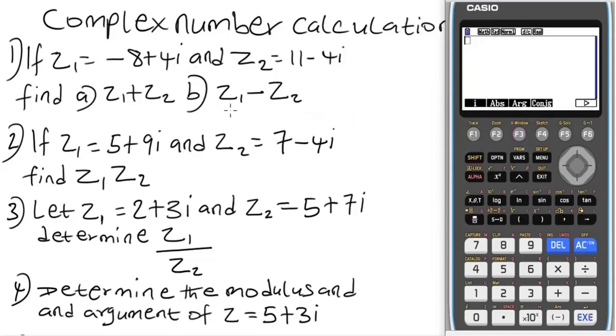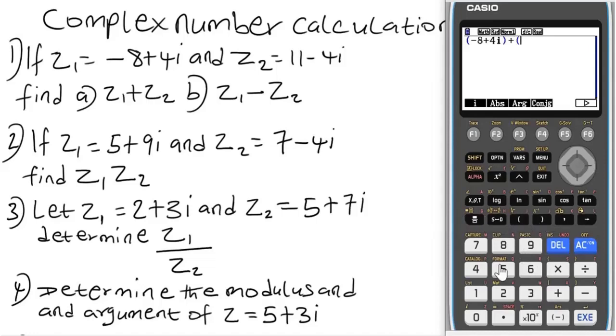It says if z1 equals this value and z2 equals this value, find a, z1 plus z2, b, z1 minus z2. Okay, so this is addition and subtraction of complex numbers. So let's begin with addition. Now, always start with brackets, guys, very important. So we have minus 8 plus 4i. Okay, close the brackets. Make sure that you are putting them in brackets, guys, very important.